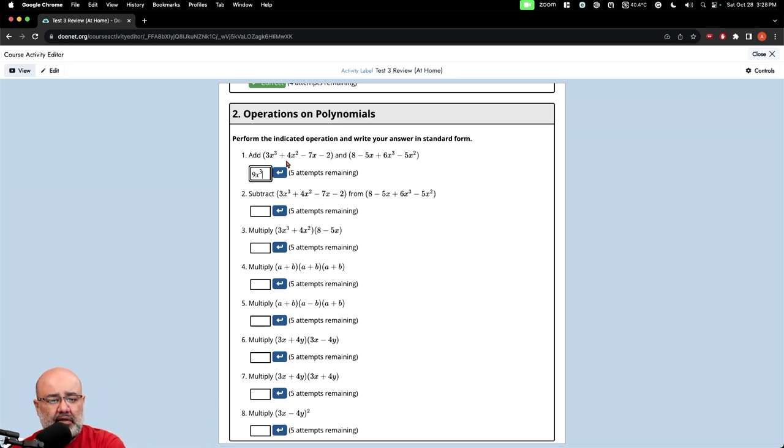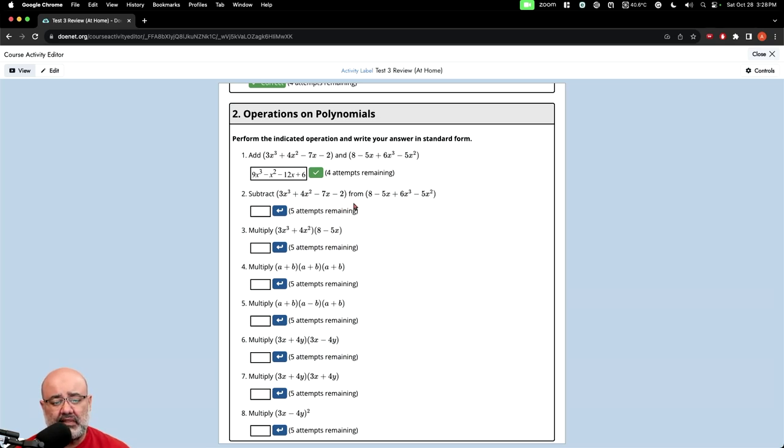Then we look at the squares. We have a 4x squared and then a minus 5x squared. So 4 minus the 5 would give us a negative 1. So this would be minus x squared. Then we look at the x terms. Negative 7x minus 5x would give us a negative 12x. And then finally, negative 2 plus 8 would give us a plus 6. And that's that.